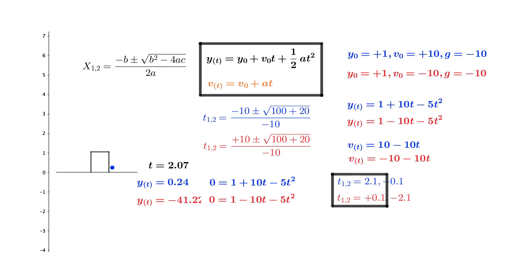For the blue ball, the velocity when the ball hits the ground, or the velocity when time t equals 2.1, is equal to 10 minus 10 times 2.1, which is equal to minus 11. The red ball hits the ground at time t equals 0.1, and so the velocity of the red ball at that time is equal to minus 10 minus 10 times 0.1, which is also minus 11. Now we can see that both balls have the same velocity when they hit the ground, even though they hit the ground at different times.